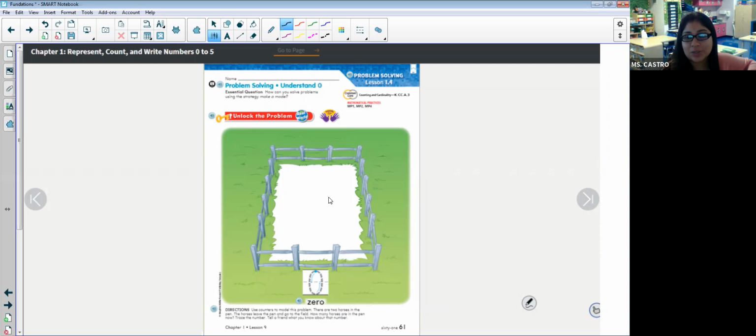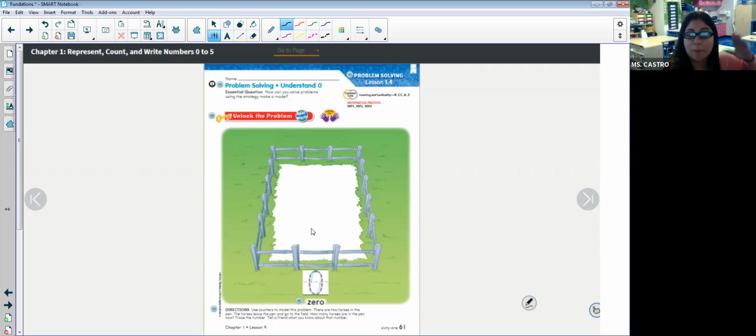Now, the reason why they say use counters is because we're not going to waste our time illustrating a horse because that could take a long time. So instead of illustrating horses, we're going to illustrate circles. The circles will represent the horses. Then it says the horses leave the pen and go to the field. How many horses are in the pen? Then we trace the number, and then we'll tell a friend what you know about that number.